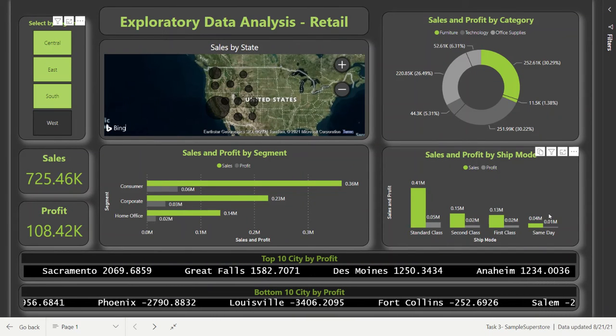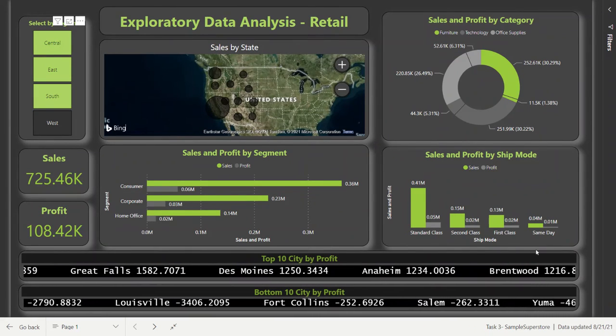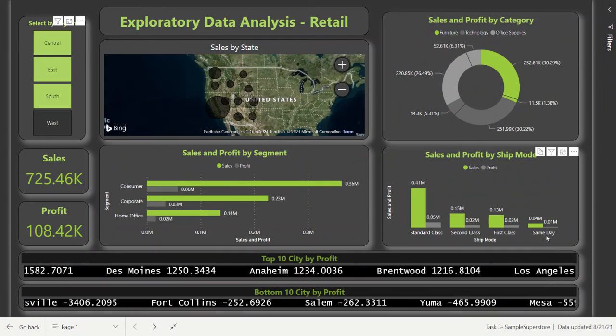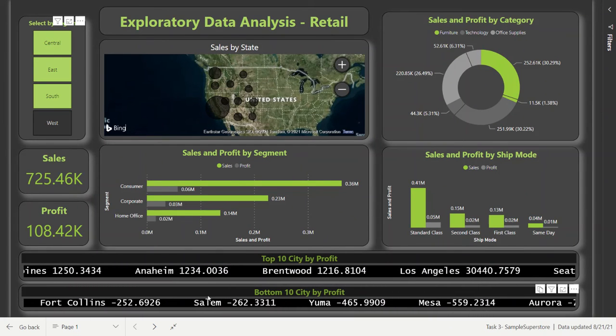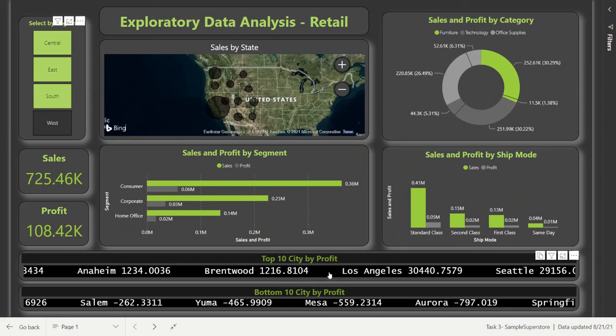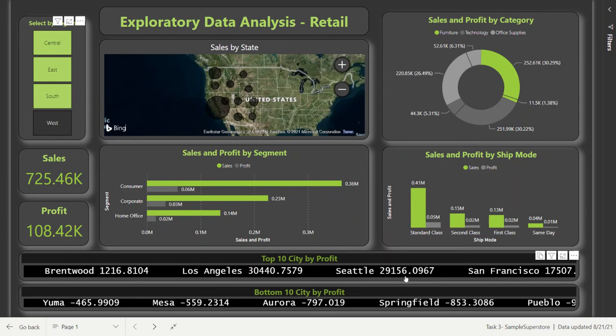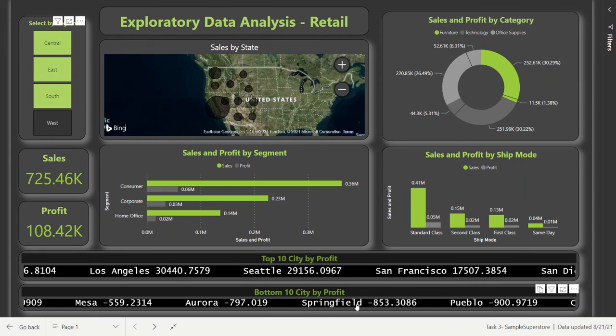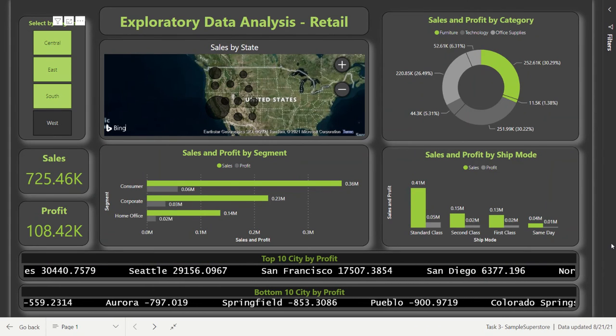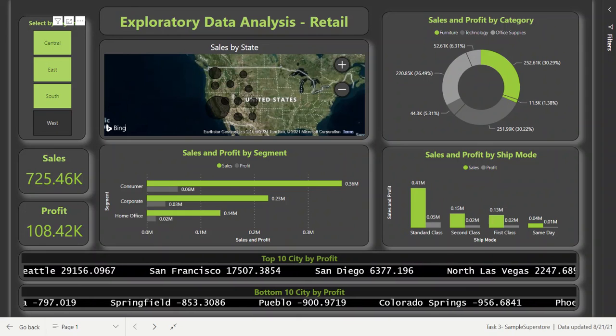So we have to focus more on first class and second class and same day class. Here we can see the top 10 cities by profit, and the bottom 10 cities by profit. So we have to focus on the bottom 10 cities by profit, so that we can get the maximum accuracy.